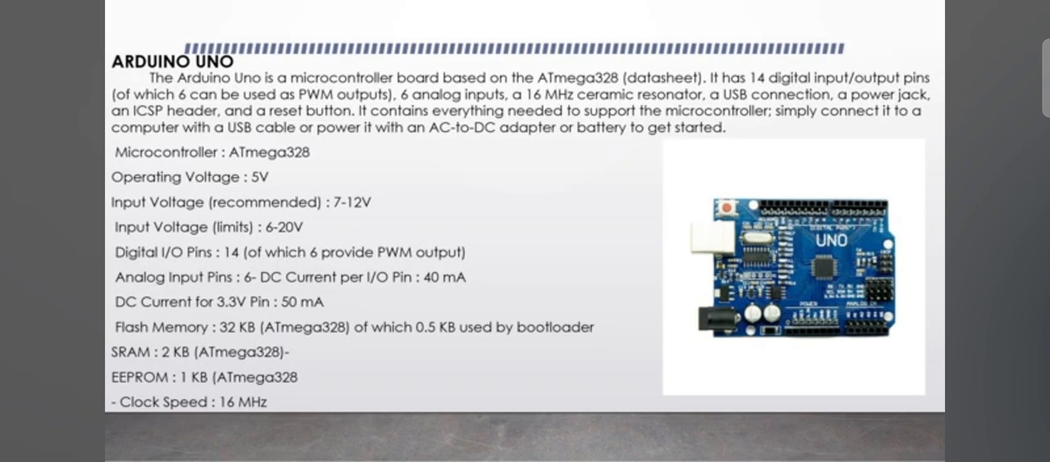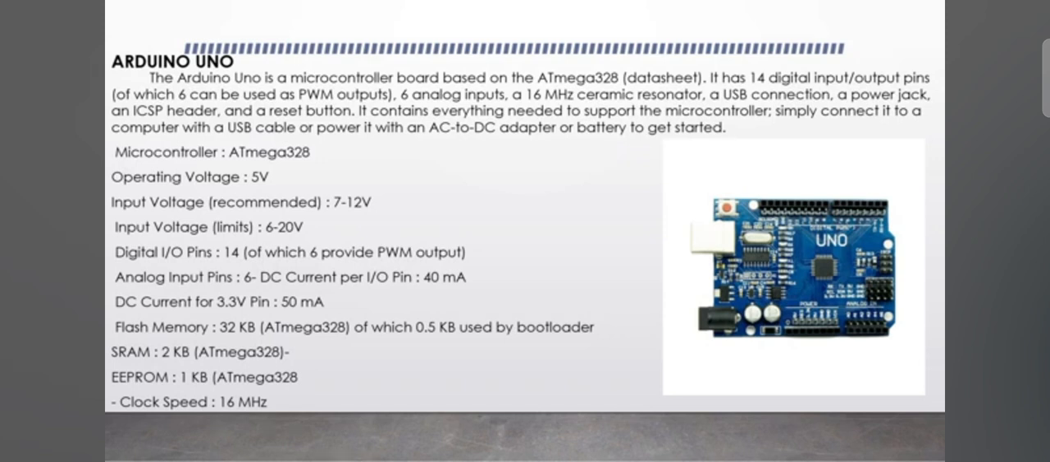The microcontroller used in this Arduino UNO is the ATmega328. It operates at a voltage of 5 volts. The recommended input voltage is 7 to 12 volts. Input voltage limits are 6 to 20 volts. Digital input-output pins are 14, of which 6 provide PWM output. Analog input pins: 6. DC current per input-output pin is 40 milliamperes. DC current for the 3.3 volt pin is 50 milliamperes.